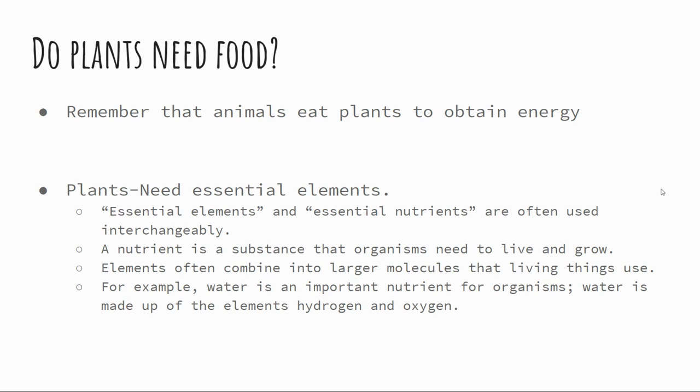Okay, essential elements and essential nutrients are used interchangeably, which means sometimes they're called essential elements, sometimes they're called essential nutrients. A nutrient is a substance that organisms need to live and grow. It's an important vocab term. Okay, plants are no different. Certain plants need more of certain nutrients, but there are key elements or key nutrients that all plants need: primary, secondary, and micronutrients, which we've talked about before.